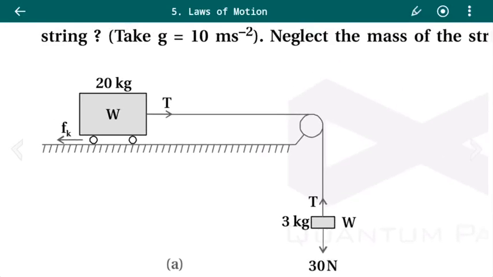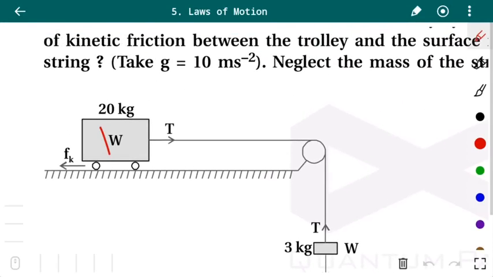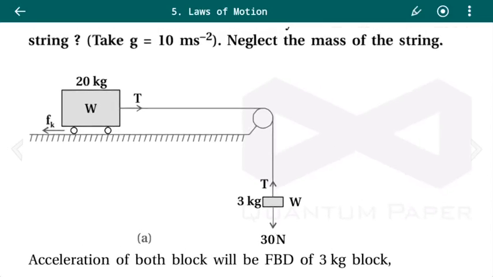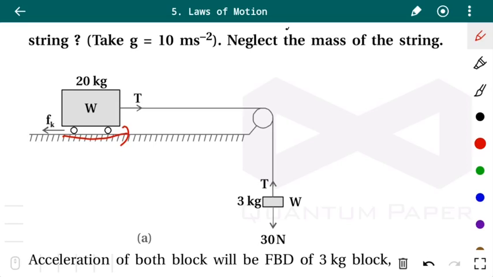So here, as you can see in the figure, there is a trolley having mass 20 kg and there is a block over here. Its mass is 3 kg. So here the forces that are acting: the trolley will move in this direction and it is tied with the help of the string. So tension is prevailing in this direction, which takes the object in that direction, and frictional force, that is the kinetic friction force, will be working in the opposite direction.